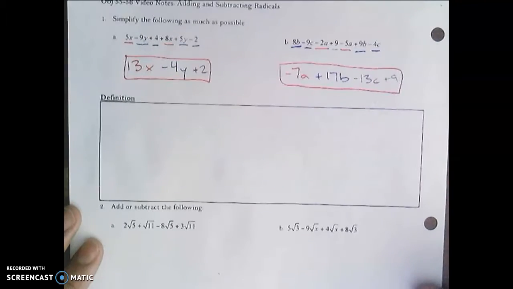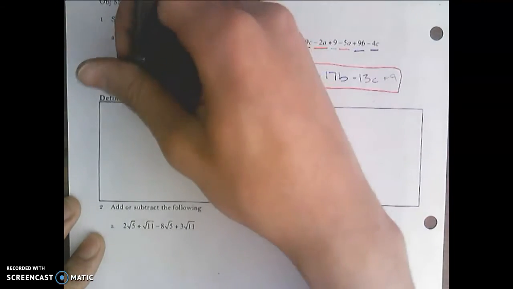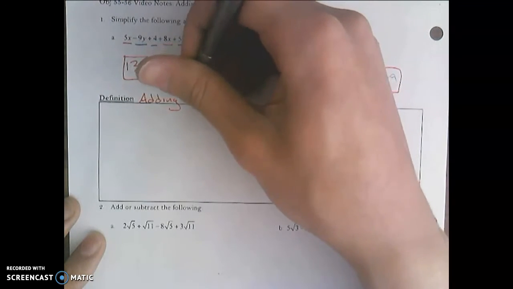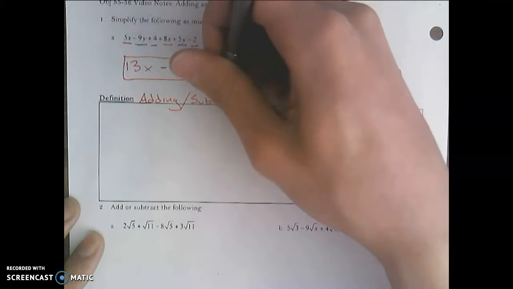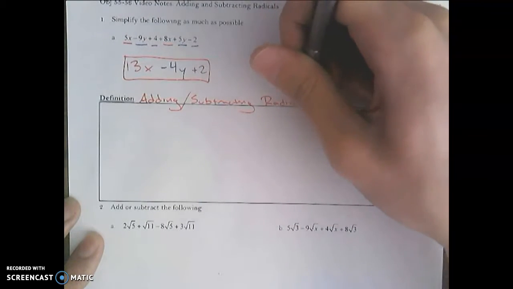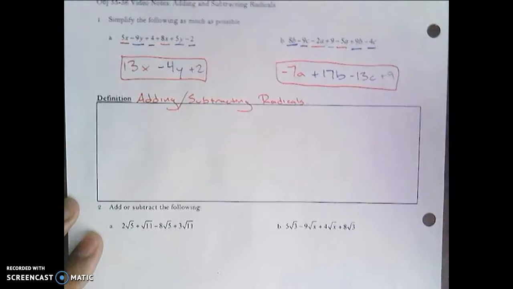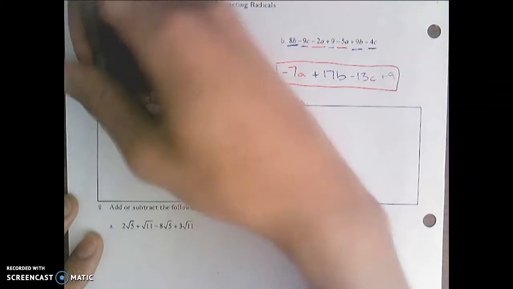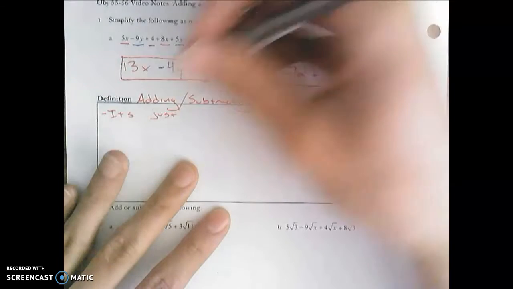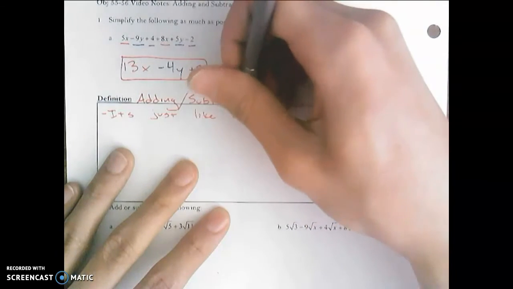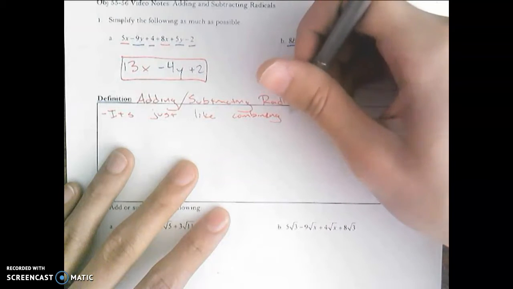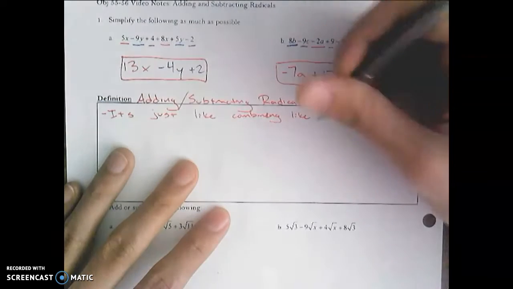All right. So adding and subtracting radicals is really not all that different. Again, we're going to be combining like terms. So adding and subtracting radicals is quite similar. It's just like combining like terms. And we'll talk about what are quote-unquote like terms using radicals.